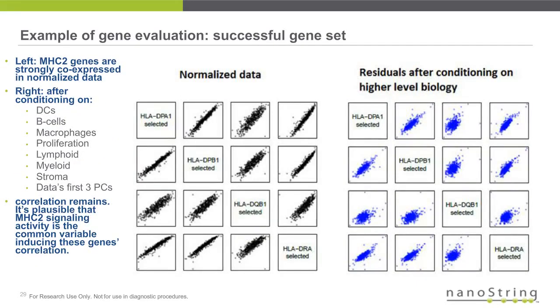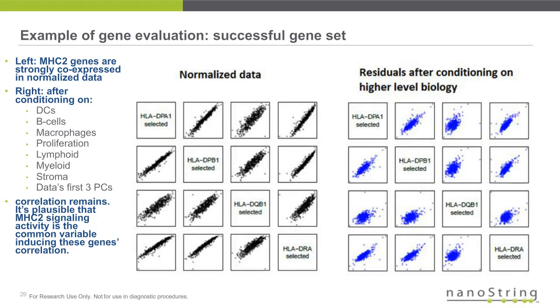For a successful case, we wanted to look at antigen presentation by the MHC class II. So here again are just 4 of the genes we looked at. In the normalized data, we see they're highly correlated. So, they're definitely measuring the same thing. It's an encouraging start. But we're not satisfied with that, so we regress on 10 other variables.